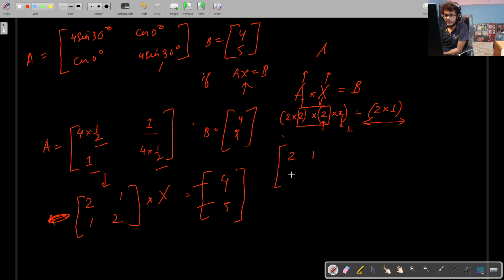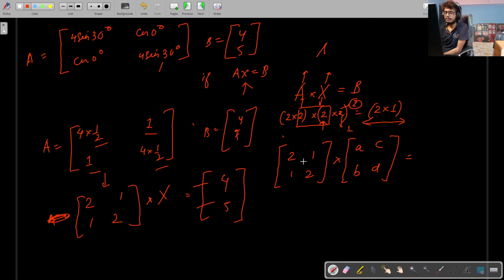Okay, so the matrix 2, 1, 1, 2 is multiplied with a matrix X whose number of rows is 2. We don't know how many columns, right? Now let us assume that the number of columns is also 2, so X is 2 by 2.